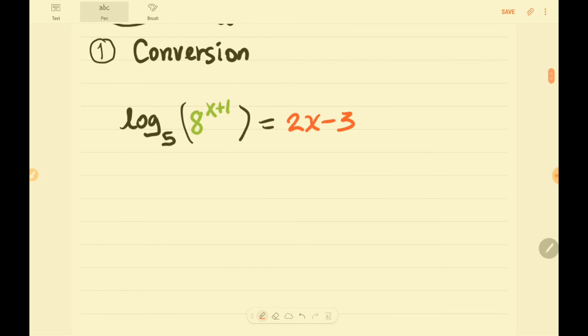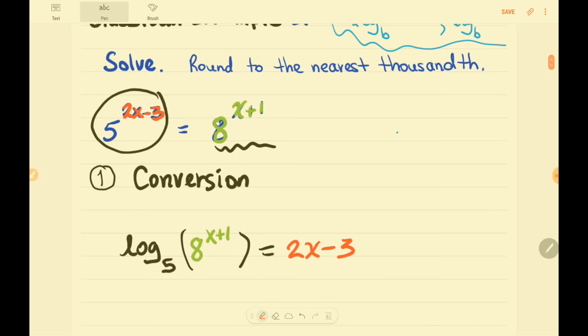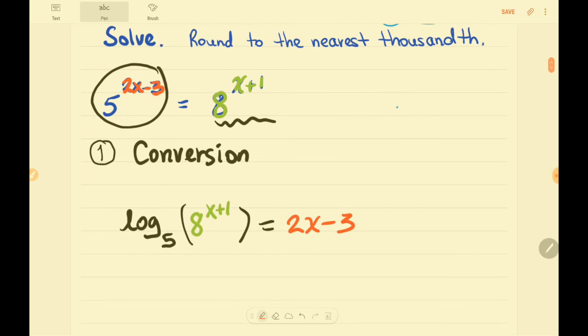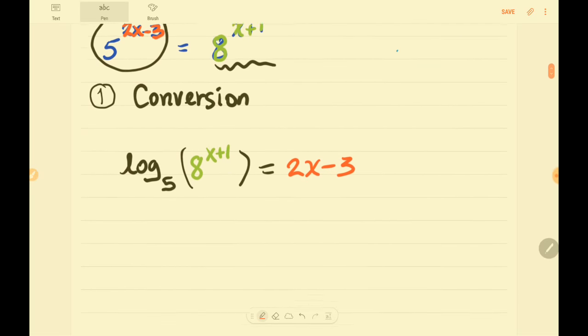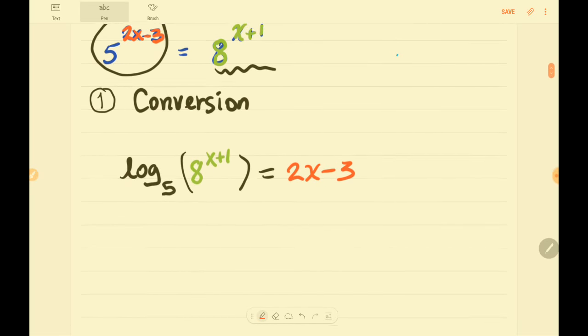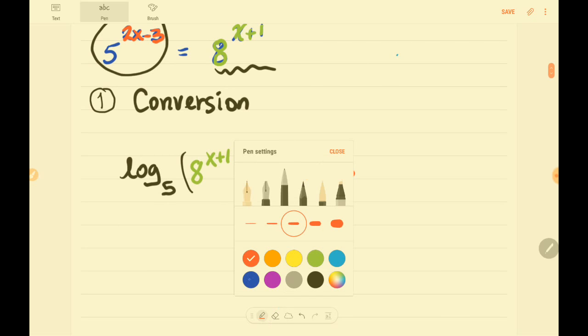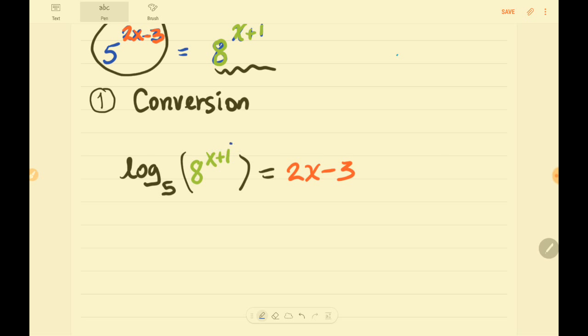Next, I am going to, what can I do with this? Oh, I know. I can use the exponent property. So what I'm going to do, switch back to blue, I'm going to take this and move it in front of the logarithm.